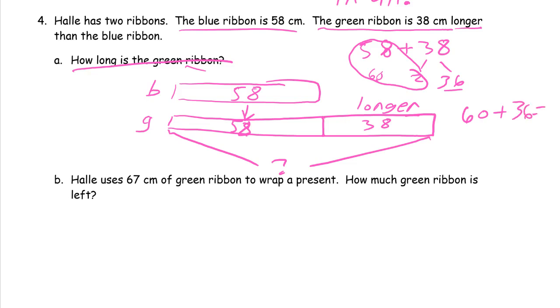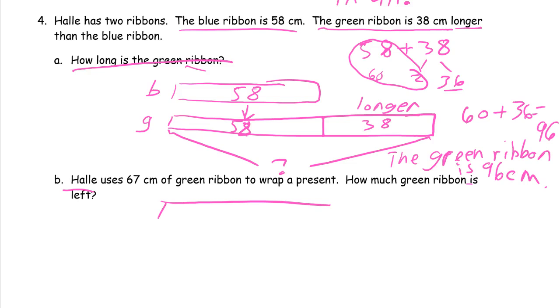And you can look at that and use the digits mentally. 96. The green ribbon, it's 96 centimeters. And now we said Hallie uses 67 centimeters of green ribbon to wrap a present. How much green ribbon is left? So we have the whole thing is, there's a green ribbon. It's 96 centimeters long.